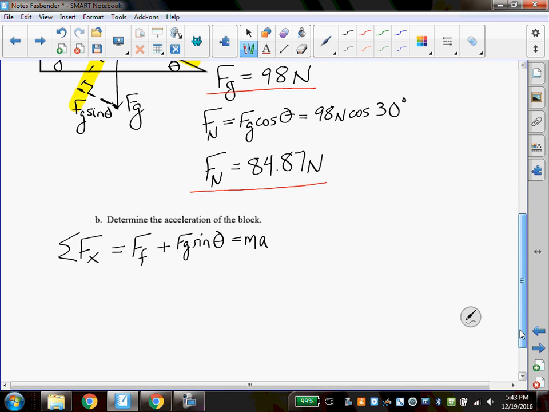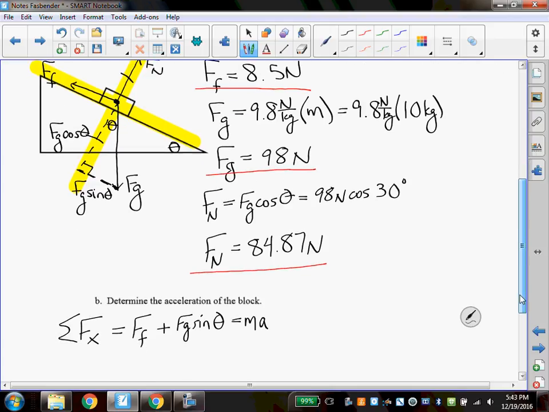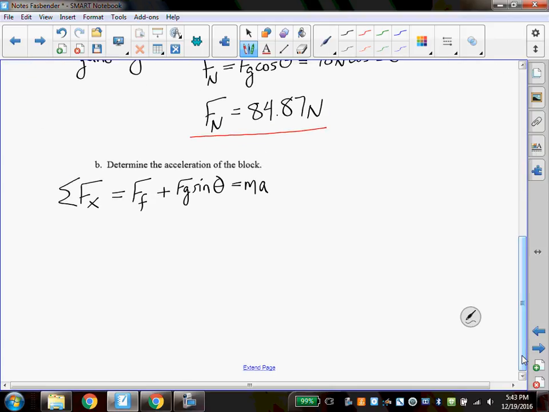Now let's plug in everything that we know. FF, the magnitude, is 8.5 newtons, but because it's pointed up the ramp, and I'm going to say up the ramp is the negative direction, we're going to call that negative 8.5 newtons. Plus Fg is 98 newtons, our theta is 30 degrees, our mass is 10 kilograms, and we are looking for that mysterious a. So the physics is done. We are all algebra from here.